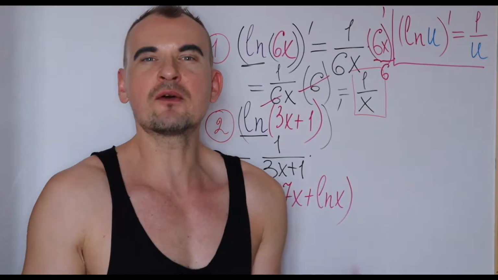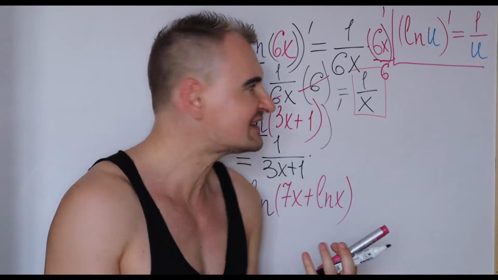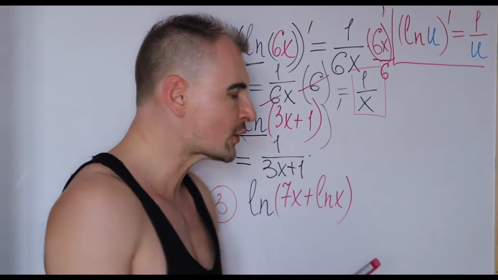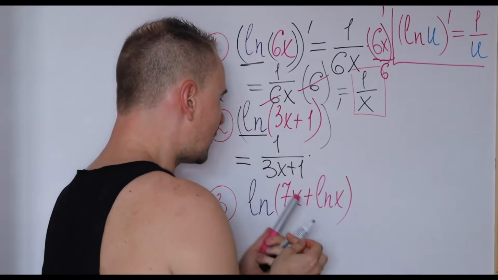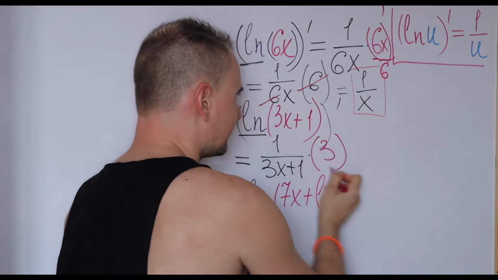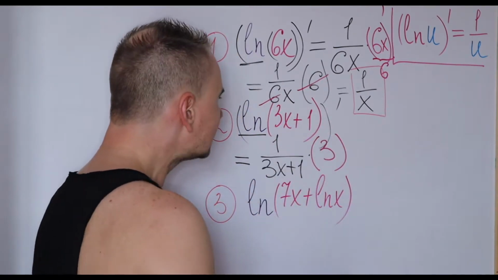And since the derivative of 3x plus 1 is just 3, since the derivative of 1 is just 0, so this one goes away. So this term gets multiplied by 3. Again, 3 comes from the derivative of 3x plus 1.